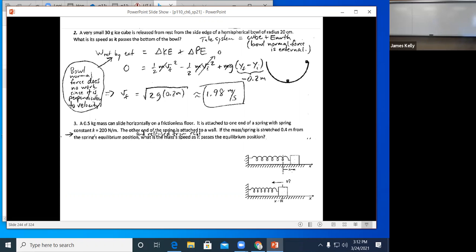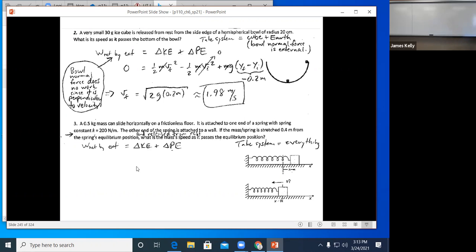So it's like, I don't know if I can demonstrate it with this one, but the spring's relaxed, I stretch it by 40 centimeters, and then I let it go. And the question is, when it passes that equilibrium position, how fast is it going? When the spring is relaxed again, it's going to keep going past there. It would start to compress after that, but we're just concerned with when it passes the equilibrium position.